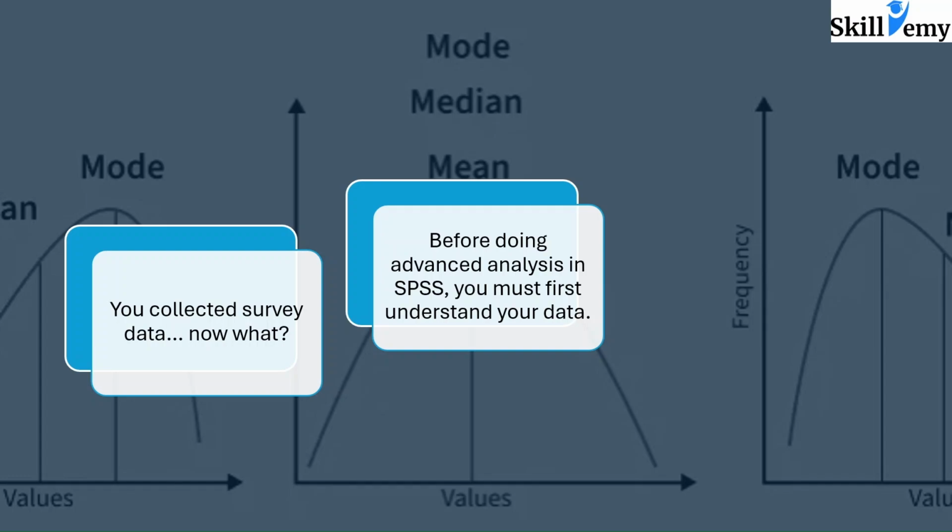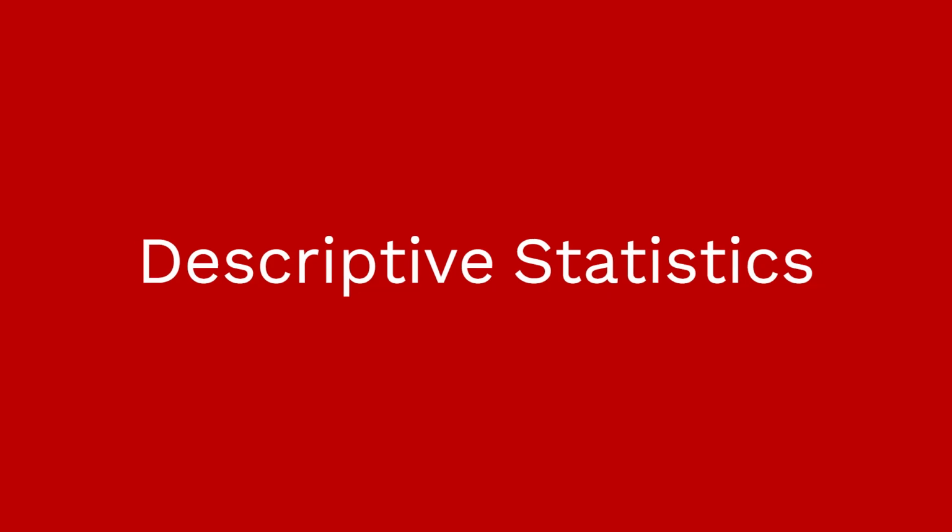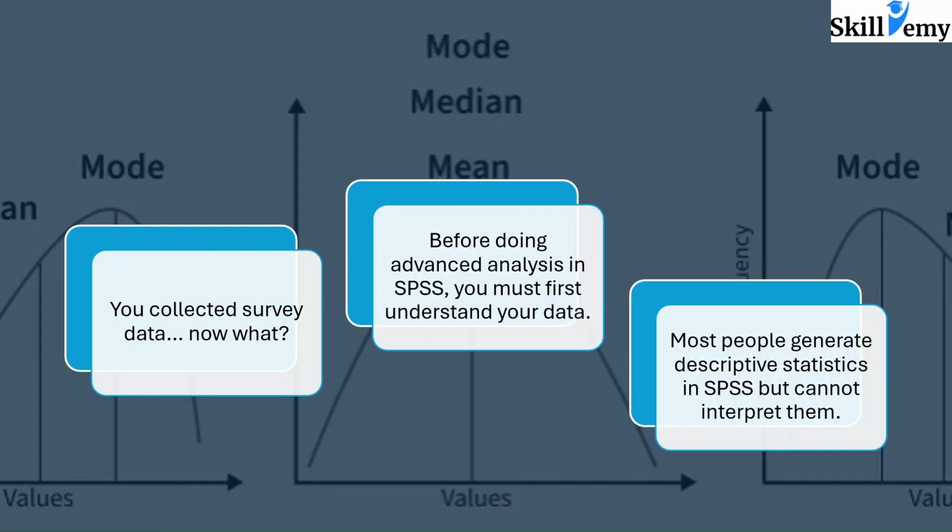One of the key things that you can do to ensure that your data sets and everything is credible is what we call descriptive statistics. Descriptive statistics helps you in generating summaries, and most people generate descriptive statistics in SPSS, but they cannot really explain or interpret it. In this video, we are going to look at how to generate and interpret descriptive statistics in SPSS.